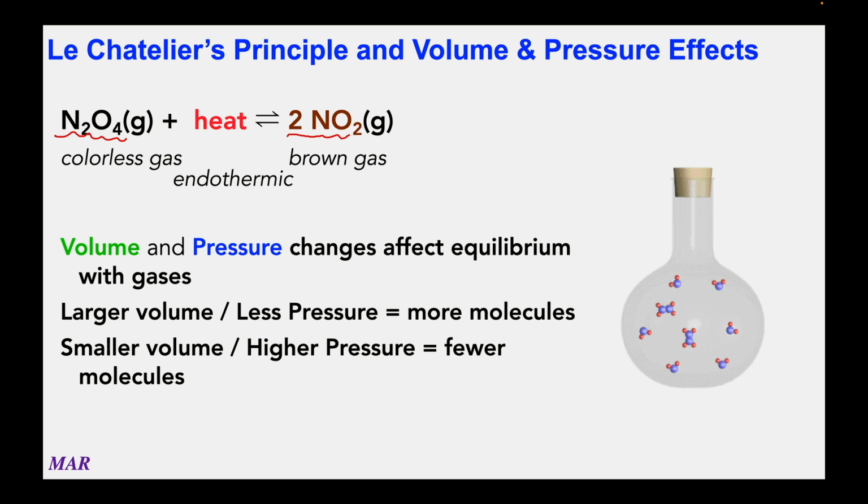On the other hand, if you decrease the volume of the system, or increase the pressure, all of a sudden the molecules feel more trapped, and they'll tend to form the side with fewer molecules. So a smaller volume and higher pressure will end up with fewer molecules. They want to be as low impact as possible, if you will. So that's why it's going to shift in this case to the N2O4.